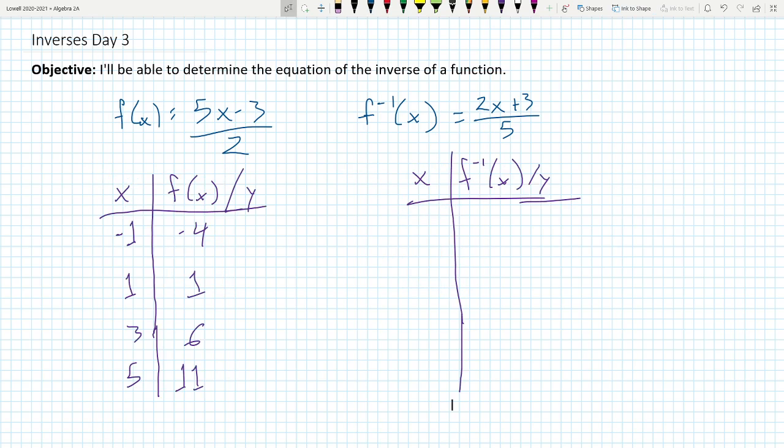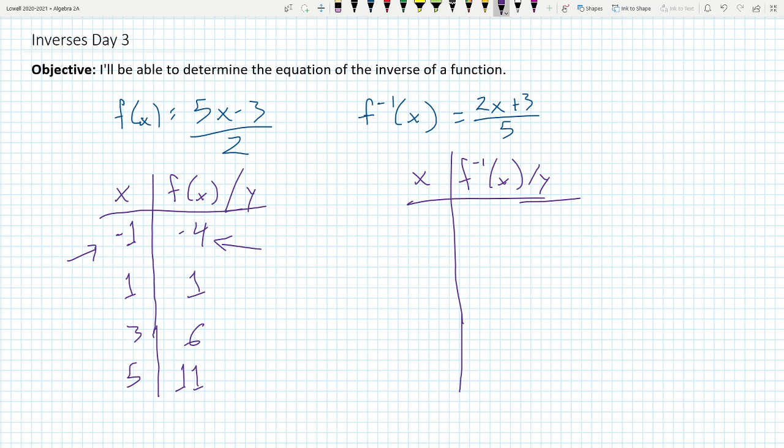Alrighty, so we're just going to use these two examples here. What I did was make a table and plug in a couple of x values to make sure to get integer outputs. It just makes our life a little bit easier. So we know, based on this, that the table for the inverse function is just the original table flipped. In the original function, when I input -1, out came -4.